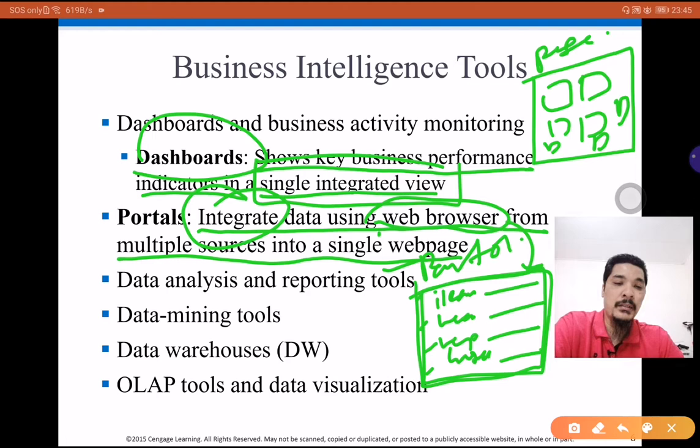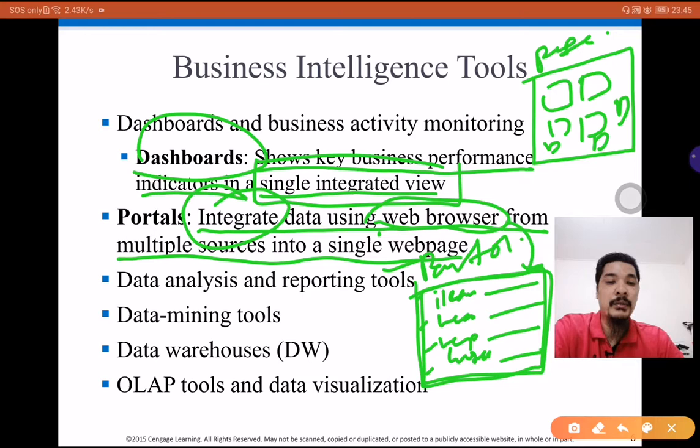Maybe a bursary for your yuran fee and so on. Okay, in a single web page. So that's why they call it a student portal. They don't call it a student dashboard. They call it a student portal because they have integrations of the web browser.